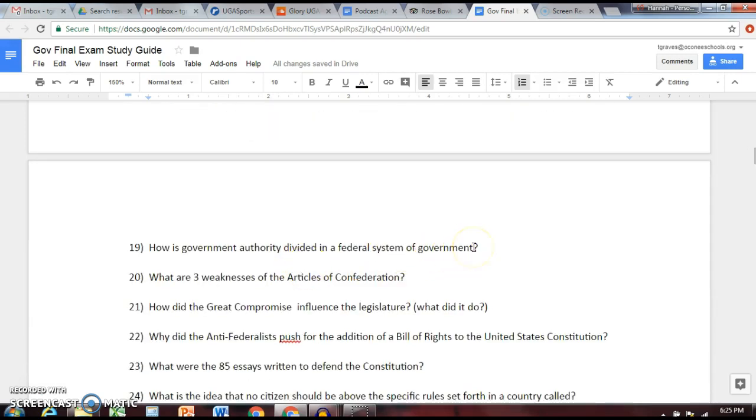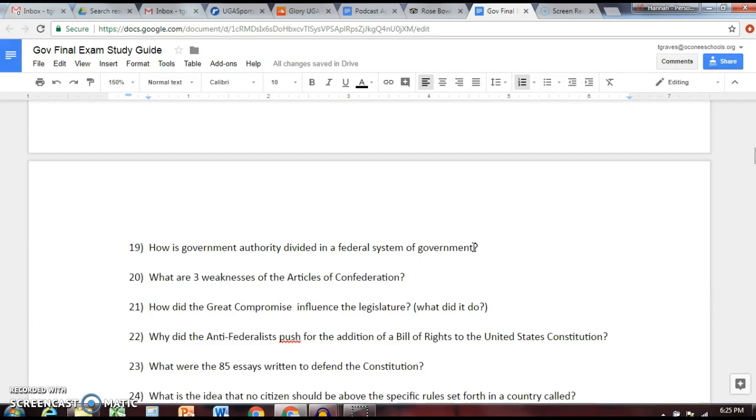Number 19, how is government authority divided in a federal system of government? It's simply divided between the state and federal government. It's the idea of federalism. You share power between the different levels of government. Sharing power between the state and federal levels.